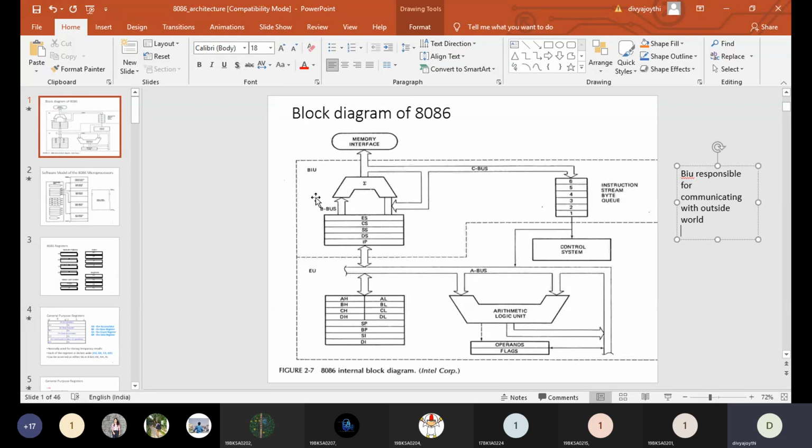Before I explain what exactly fetching is, consider our college library as 1 MB size. It is of 1 MB size. 8086 can access a maximum memory of up to 1 MB, right? And now I have instructed you to go to the library and get the MPMC textbook.